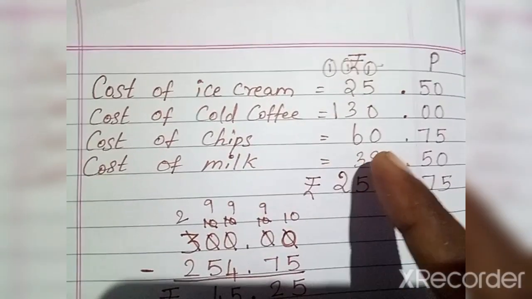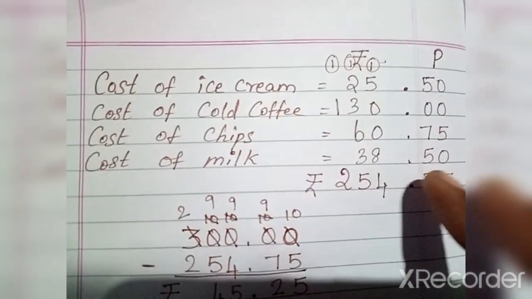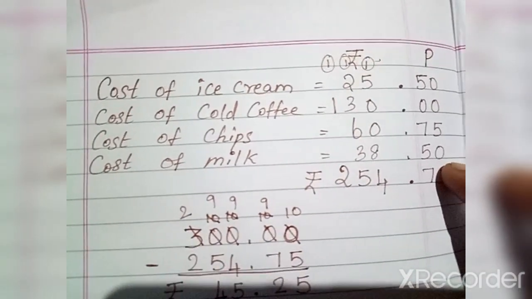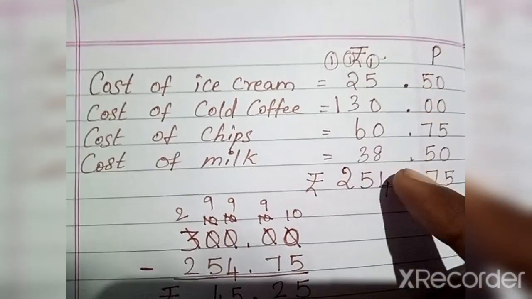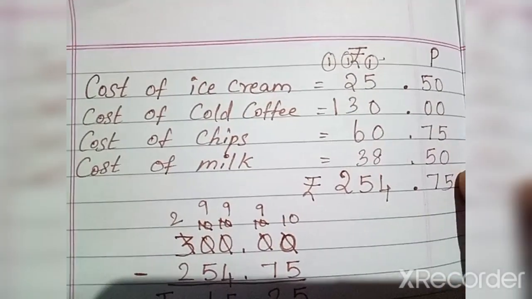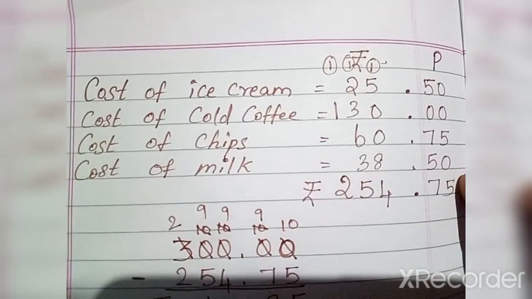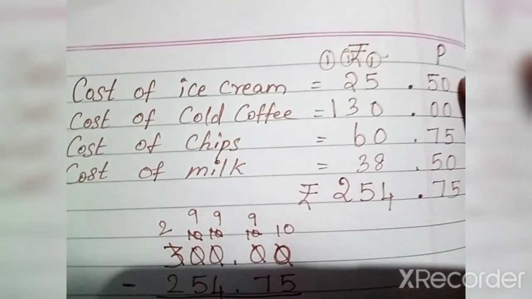Then the cost of chips is 60 rupees 75 paise. The cost of milk is 38 rupees 50 paise. So first we have to add the paise column and then we have to add the rupee column. Here, addition of money is the same as adding other numbers. So first start from the right.